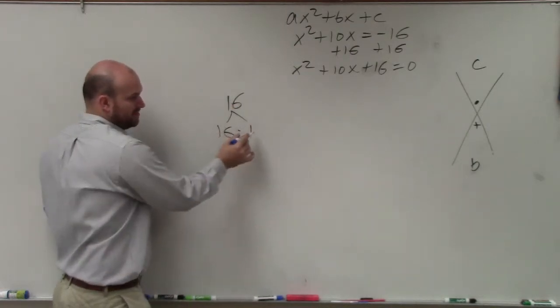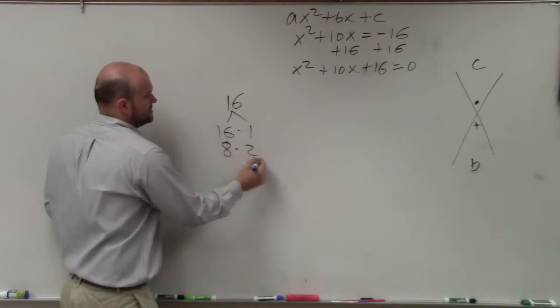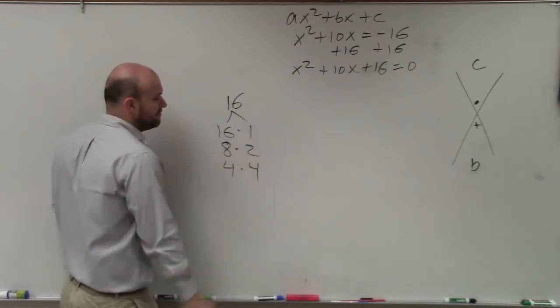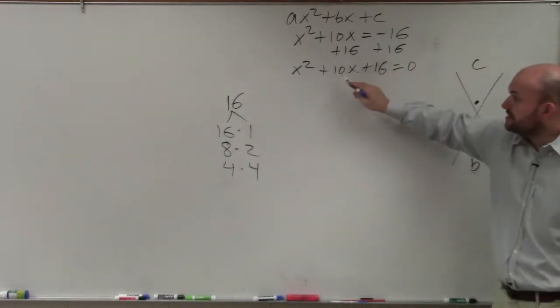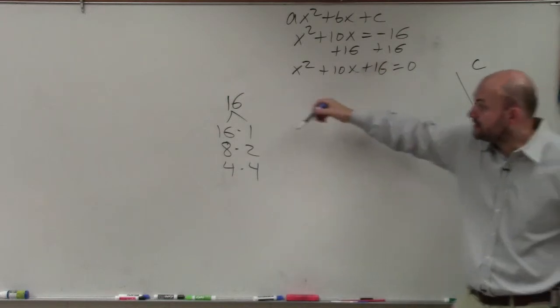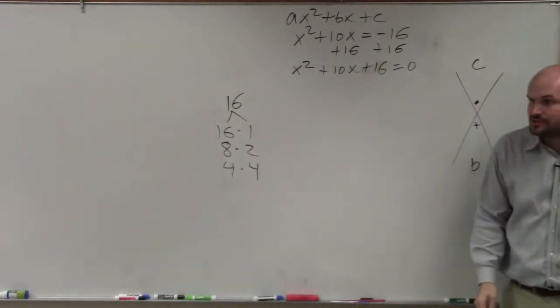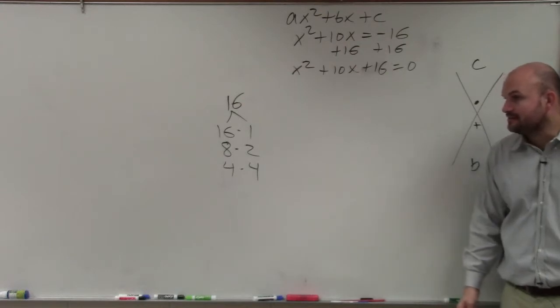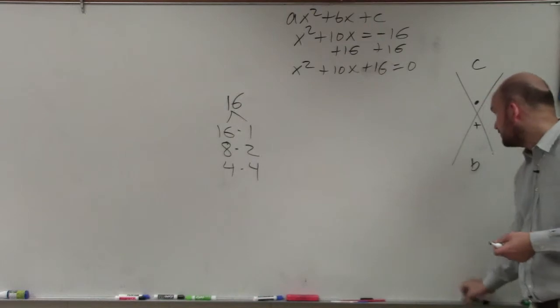Always start with the whole number and 1. And then keep on going down to the next, like 8 and 2 and 4 and 4. OK? Now remember, the middle term, they have to add to 10. Since they have to add to a positive number, all your factors have to be positive. So what is the only two, Josh, that add up to give you 10? Two factors? What are the only two factors that add to give you 10? 8 and 2.